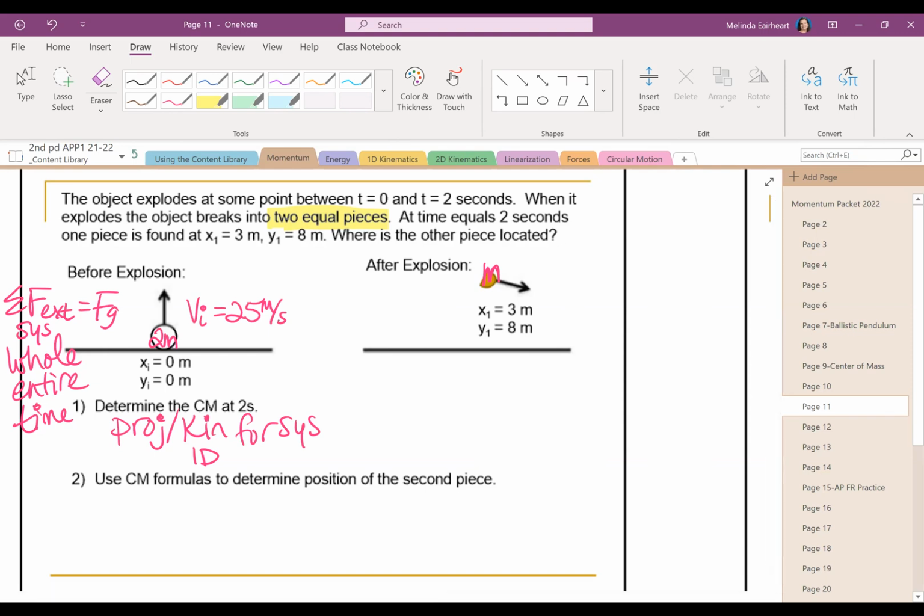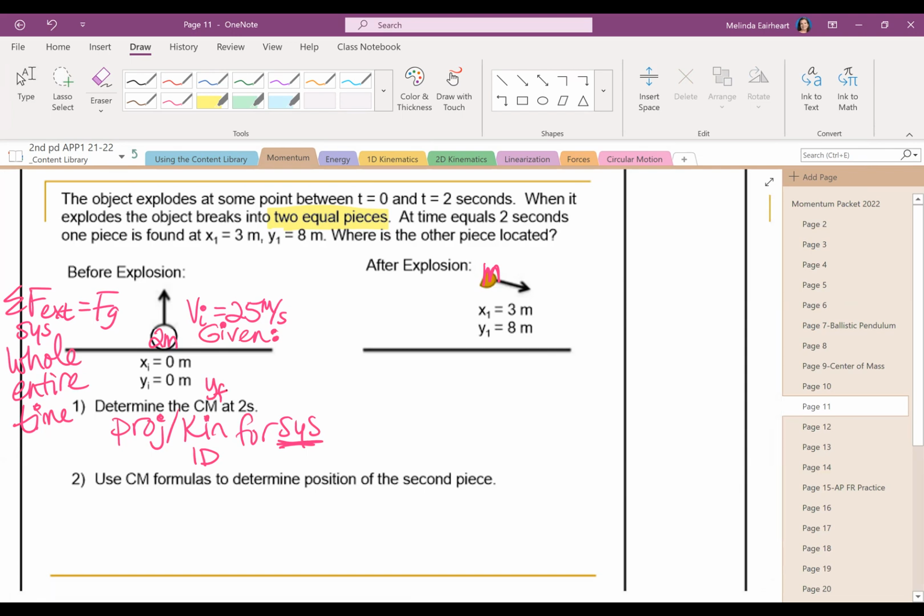It got deleted. So we had teacher copies of all these with all the answers, and we had to delete, and we deleted a little too much. And so this is going to be given. I'm giving it to you. 25 meters per second. And so now we can do that kinematics for the system. And so we know initial velocity, initial positions, we know time, and we're looking for where the center of mass, that final position is. And I'm putting YF because it's going straight up.